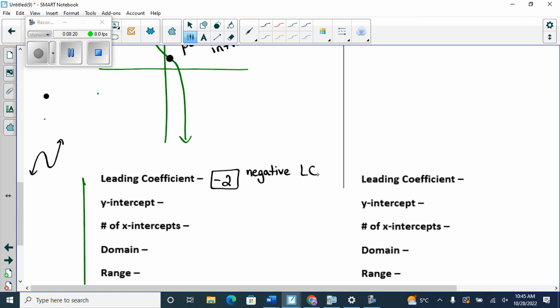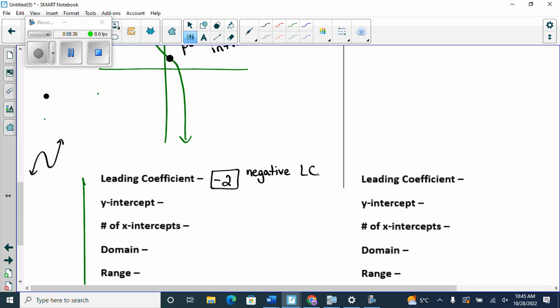Can you write LC on the test? Are you allowed to short form ever on the test? No. Can I short form in my notes because they're from me? Yep. On any test that you're getting marked by anyone in this world, don't short form. So I write negative leading coefficient on a test.